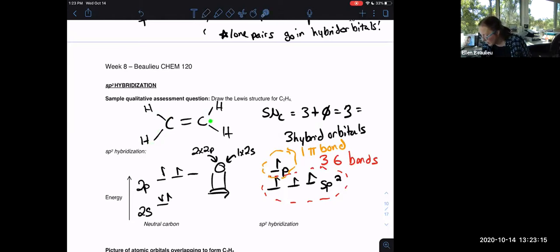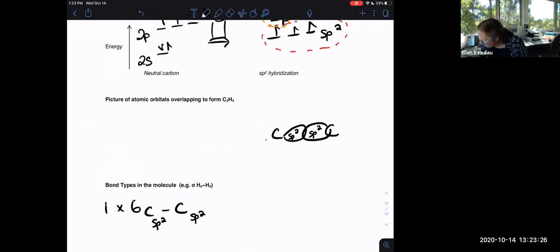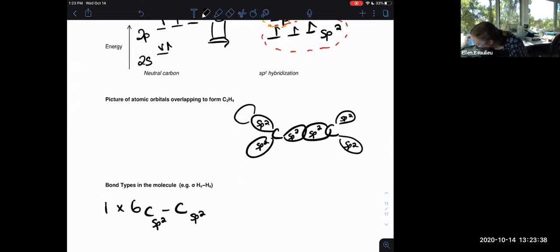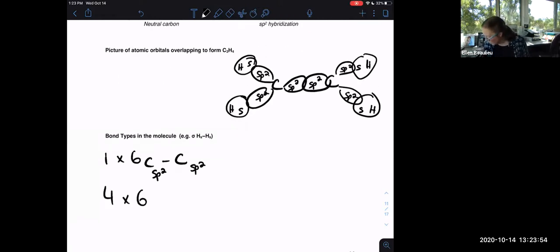Every one of these carbon-hydrogen bonds is a sigma bond, formed by the overlap of the hybrid orbital with hydrogen's 1s orbital. So I'm going to draw the sp2 lobes on each carbon. And those are going to overlap with the hydrogen s orbitals to form 4 new sigma carbon-hydrogen bonds. These are formed between the hybrid orbitals of carbon and the s orbitals of hydrogen. How are we doing?